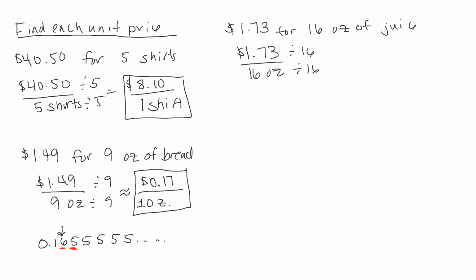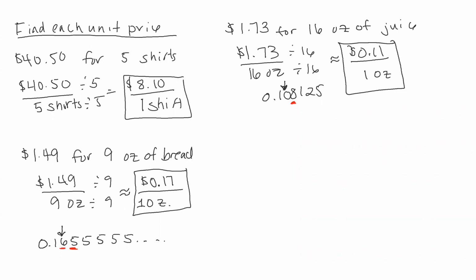So let's see, $1.73 divided by 16 gives us 0.108125. We want to round this as if it was money. So we're interested in the second digit here. The digit to the right tells us to round up. I'm going to go ahead and use a wavy equals. This is going to round to approximately 11 cents per 1 ounce. All right, so be ready to round.